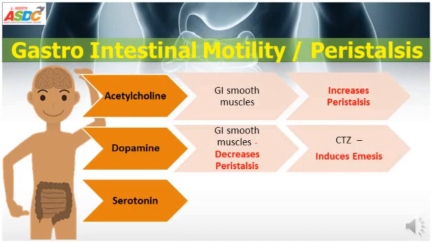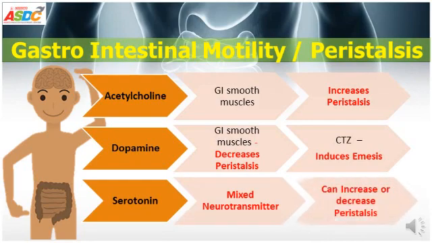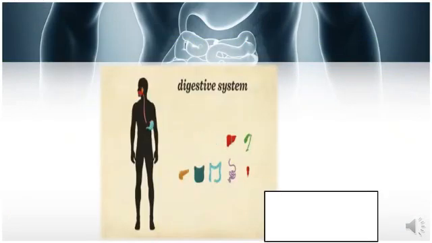It also binds to its receptor on the chemoreceptor trigger zone near the brain, which induces emesis, that is called as vomiting. While serotonin is a mixed neurotransmitter, depending upon the receptor it binds, it can increase or decrease the peristalsis. The balanced function of these neurotransmitters ensures normal peristalsis and thus supports timely digestion.